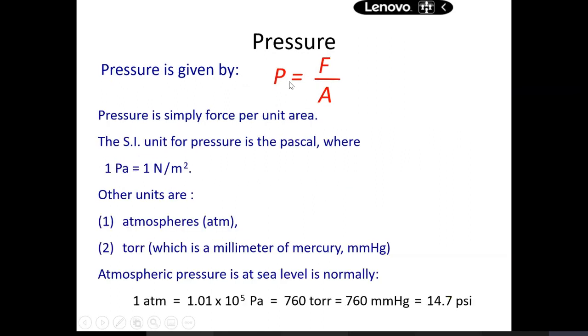So pressure as well. Pressure is defined as force per unit area. The SI unit for pressure is Pascal, or Newton per meter square. The other units for pressure are atm, or atmosphere, or torr. Torr is similar to millimeter mercury.